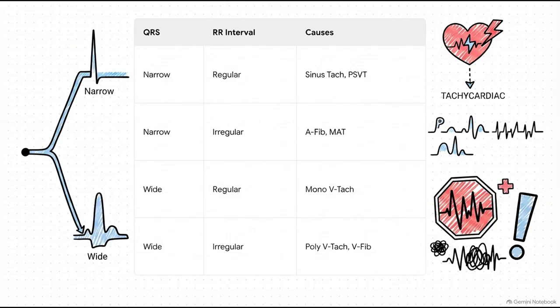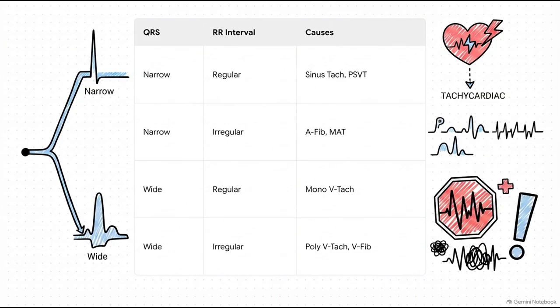And this brilliantly illustrates how we can use a super simple branching logic algorithm to pinpoint the exact cause of a rapid heartbeat. If a patient is tachycardic, you really just need to ask two things. Is the QRS complex narrow or wide? And is the distance between the R waves, the RR interval, regular or irregular? A narrow QRS with an irregular rhythm usually points to something like atrial fibrillation or multifocal atrial tachycardia.